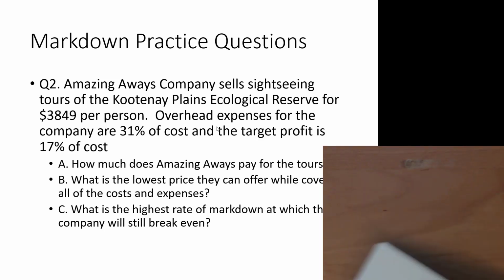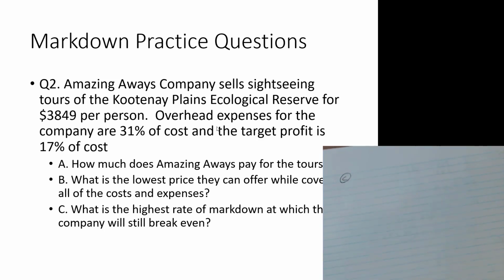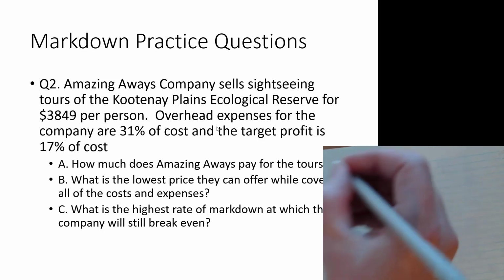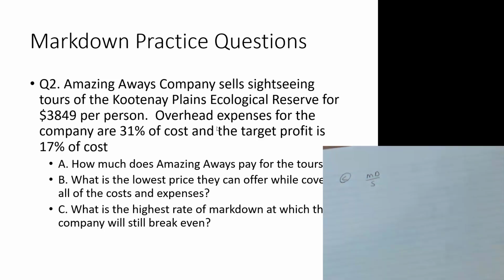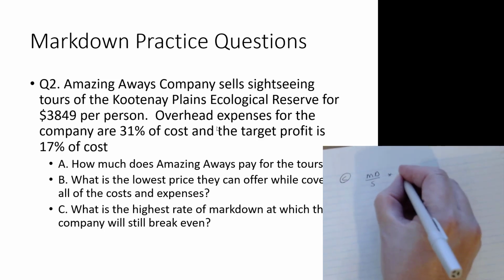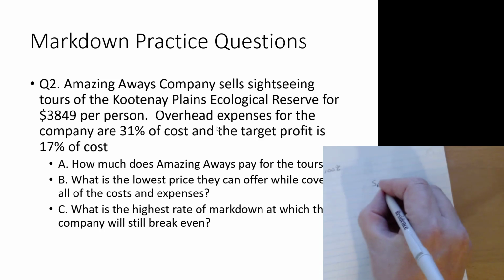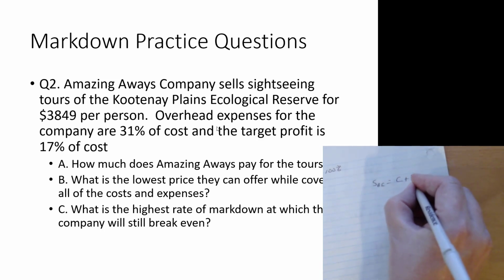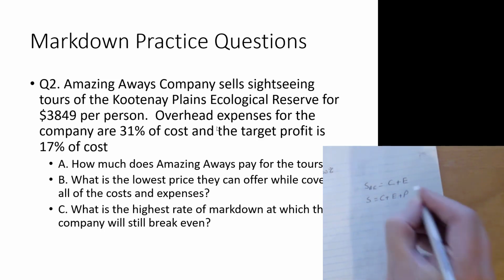And the very last one is C. What is the highest rate of markdown at which the company will still break even? So we're looking for rate of markdown, and that's always on the selling price, not the break-even selling price, and then times by 100%. Okay. So what does that markdown represent? Okay. So this is a nice involved explanation. The sales break even, if I just move over here, is costs plus expenses. The sales normally is costs plus expenses plus profit.